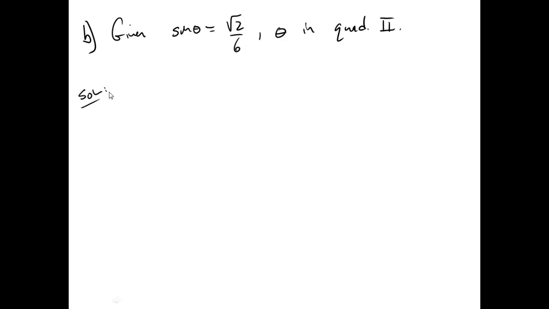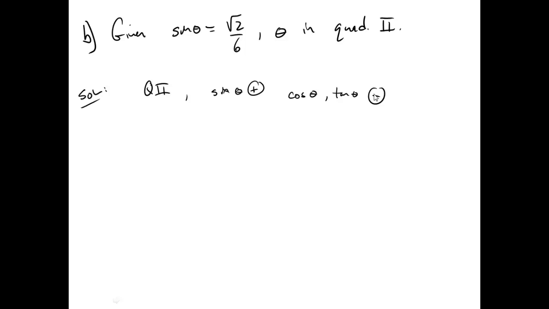Here's a solution. Alright, so first thing we know, we're in quadrant 2. Being in quadrant 2 tells you that sine is going to be positive, and cosine and tangent are going to be negative. So that helps you when you go to find the trig functions, because you know the signs on them right away.